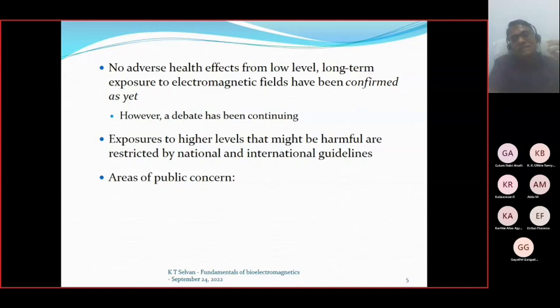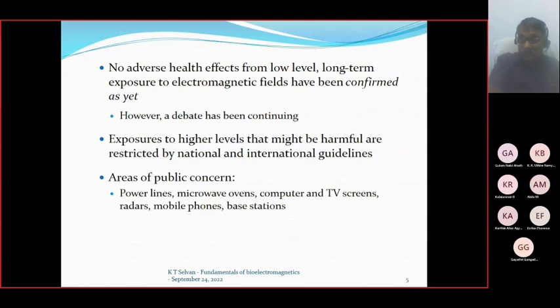And there are certain areas of public concern that include power lines, microwave ovens. Is a microwave oven, for example, safe? Debates go on. And computer and TV screens, radars, mobile phones, and base stations. An interesting recent study is the Havana syndrome, where US diplomats in Cuba reported certain health effects, and based on a study, it was reported that it could have been caused by directed microwave radiation. In 2020, those of you interested can just search for Havana syndrome, BBC News, and look at this item. I'm not displaying it now.